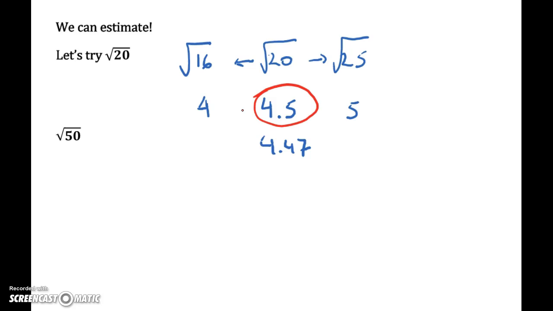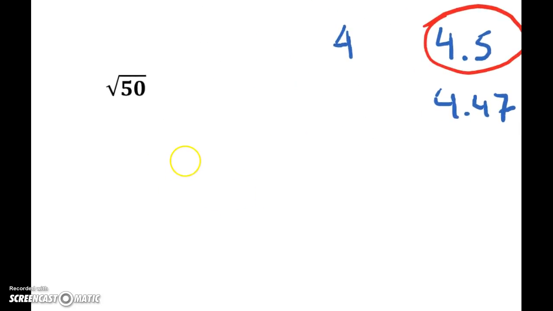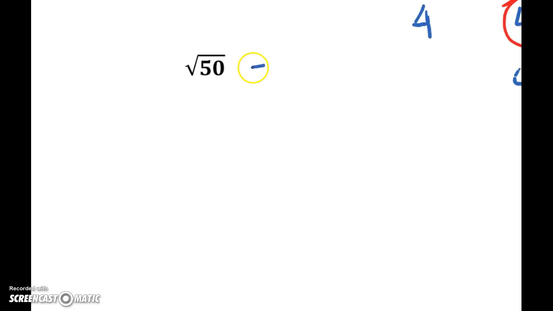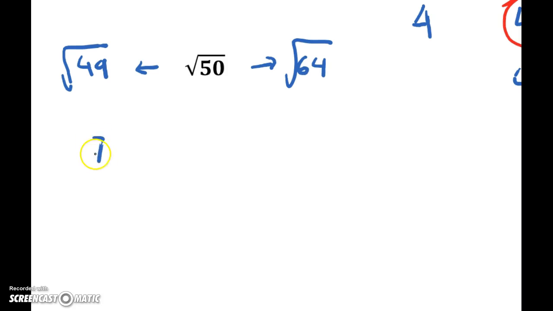Okay, let's do another one here. So we have the square root of 50, and again, the same method we can do here. So on each side of 50, the perfect square on the high side would be 64, and that's 8 times 8, 8 squared. On the low side, we have 49, and that is 7 times 7. So when I take the square roots of those two numbers, I'm going to get 7 and 8.